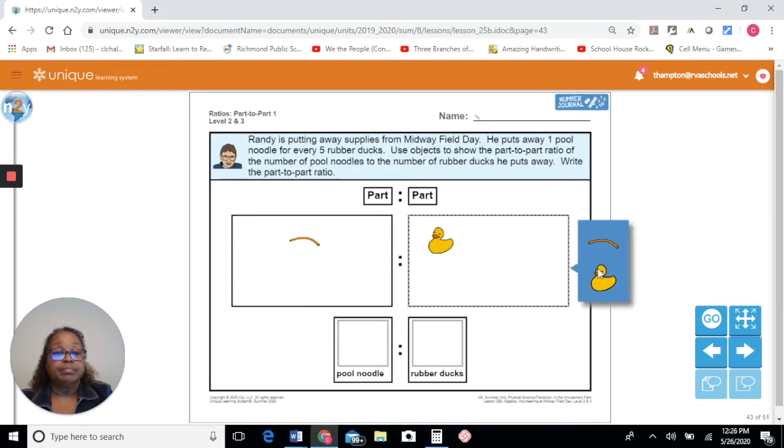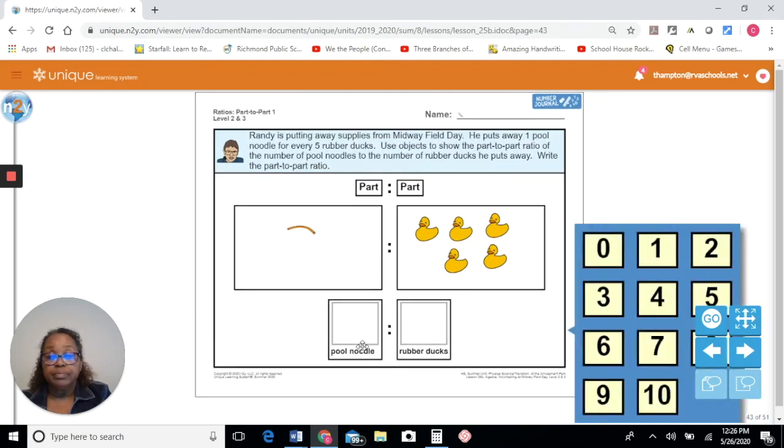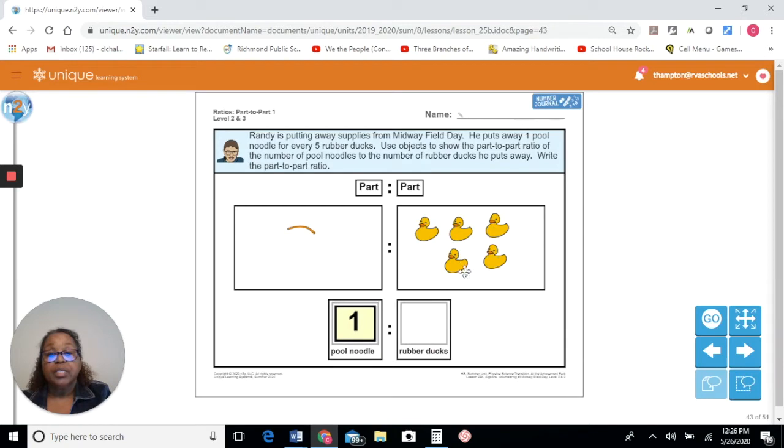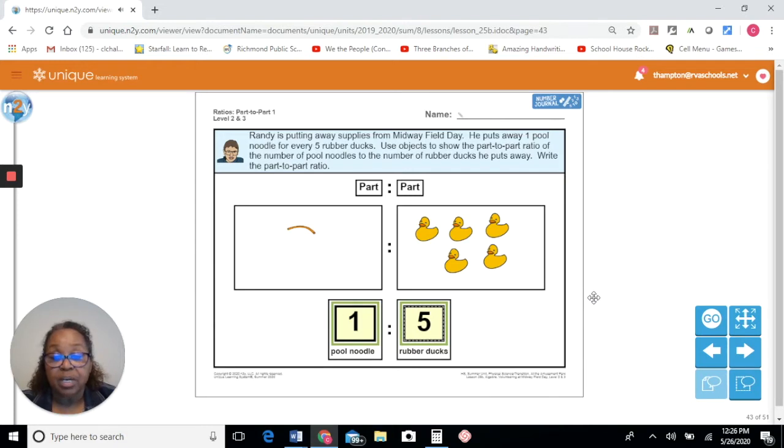1, 2, 3, 4, 5. For every 1 noodle, he puts away 5 rubber ducks. Let's read it again. Randy is putting away supplies from Midway Field Day. He puts away 1 noodle for every 5 ducks. That's the comparison. For every one noodle he puts away 5 ducks.